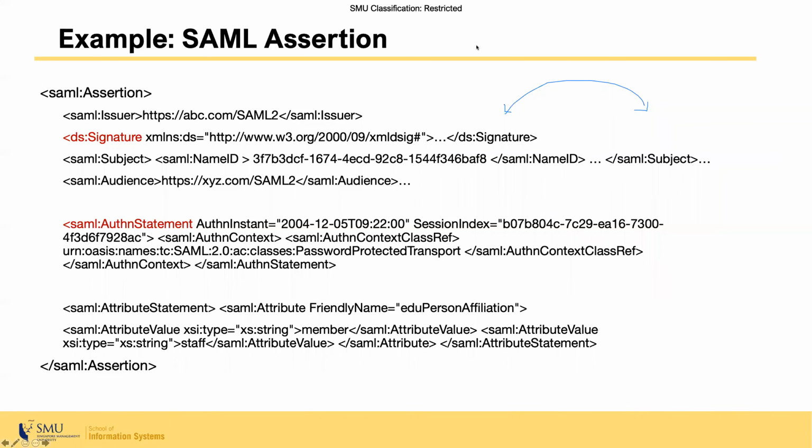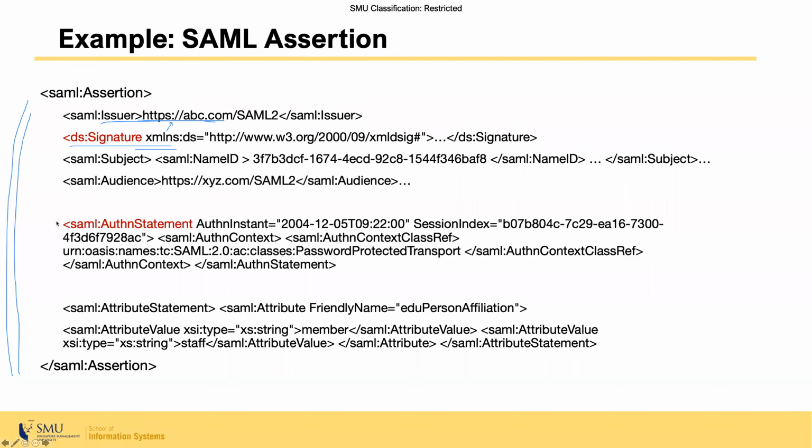So if you're wondering how the assertion itself looks like, this is a simple example. Of course, it's not the complete information, but it contains some important information that is typically contained in the SAML assertion. So it will contain the issuer, who is the asserting party. In our example, it is abc.com, and it will contain the digital signature, which is signed by this issuer. So that's basically to establish the trust relationship between the asserting party and the relying party.